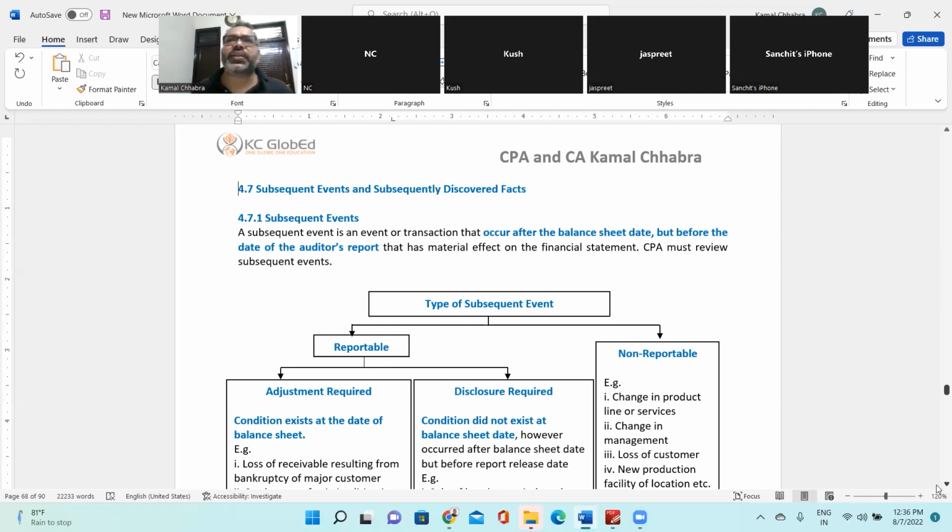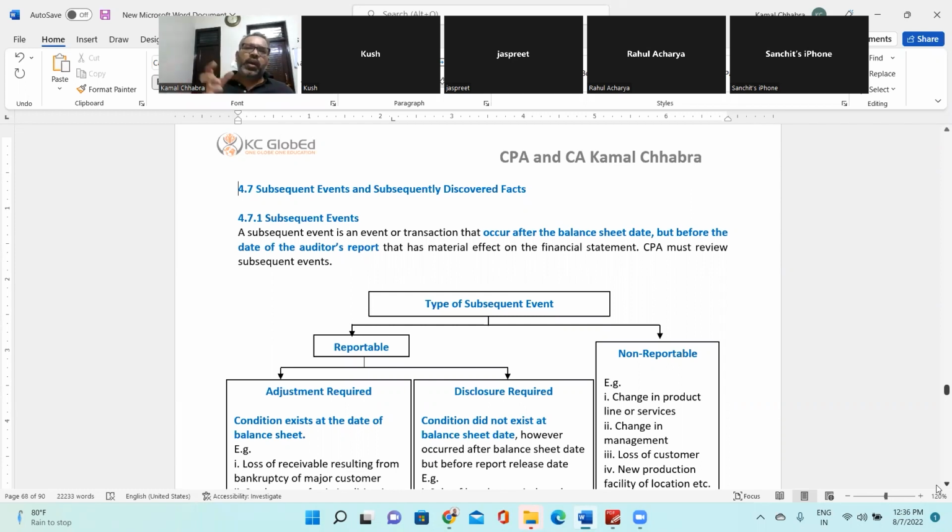So there are three things you need to keep in mind for the subsequent event. One, whether it's material or not. If it is not material, then I think you should not be worried about it. Second thing, whether the event is a reportable event or not reportable event. Not reportable event is basically which may not have material impact on the existing financial statement for which you are making the audit. Reportable events are those events which may have material impact on the financial statement for which you are conducting the audit.